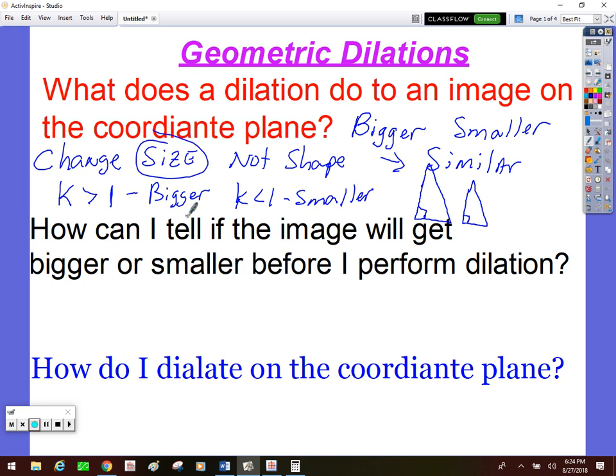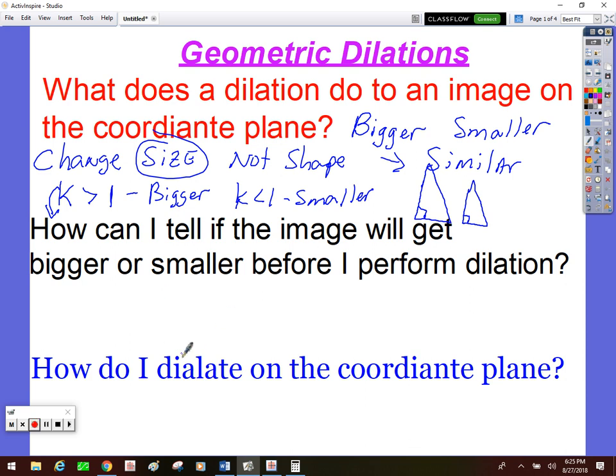And I kind of answered my own question here. How can I tell? Well, before I even graph it, I can look at the scale factor, and that scale factor is going to tell me if it's going to get bigger or smaller. That's just the basic starting point.